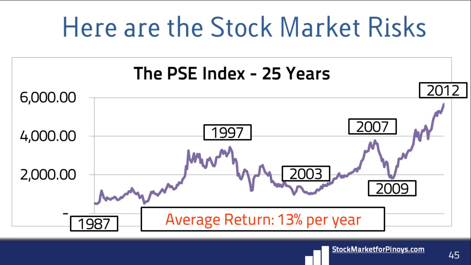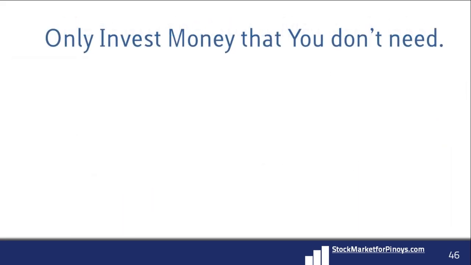Now, if personal circumstances forced you to sell when the market was down like in 2003, then your paper loss would become actual loss. Personal circumstances like losing your job, getting into an accident, you may be suddenly forced to withdraw your investment. So this is how you lose money in the stock market. So to prevent the problem altogether, only invest money that you don't need in the near future.